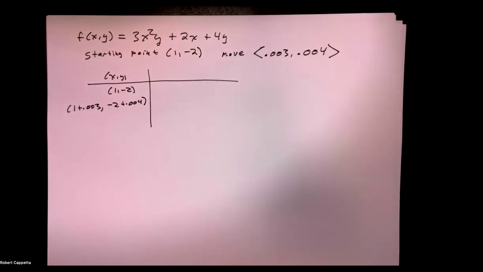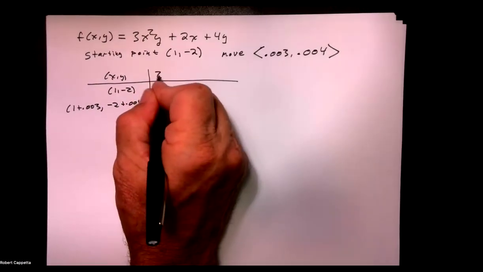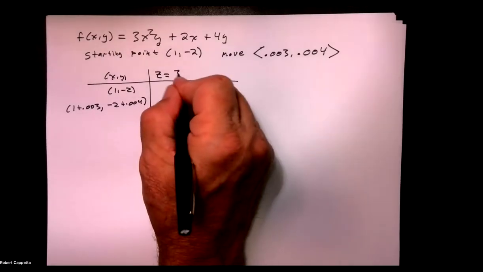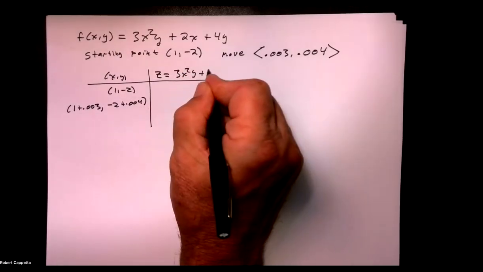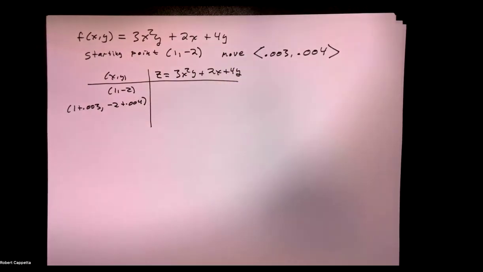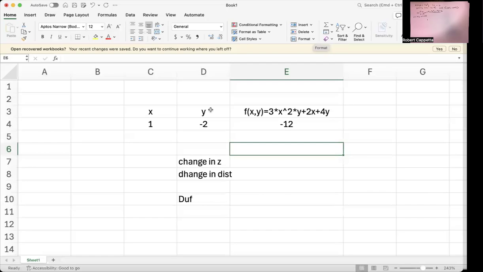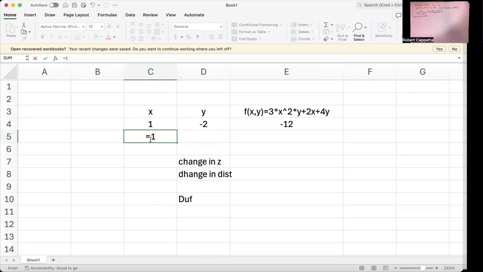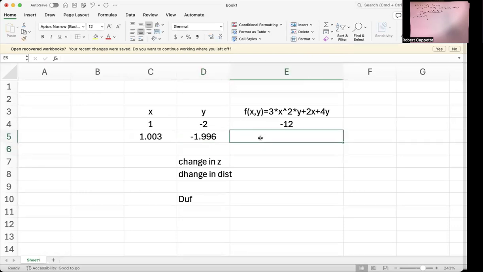And we need to determine what's the height, what are the z values. Remember, the z's are the value of the function, which is what? 3x squared y plus 2x plus 4y. So let's go to a spreadsheet to help us do this computation. So I believe I programmed this correctly. So in my x value, I need 1 plus 0.003, which of course is 1.003. And in the y direction, I need negative 2 plus 0.004, which gives me negative 1.996.